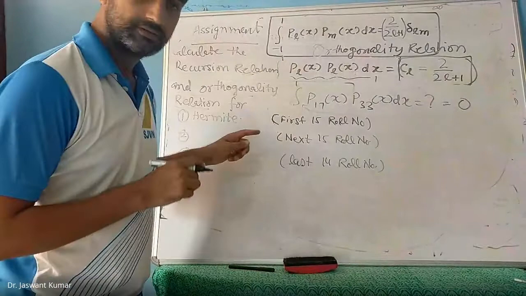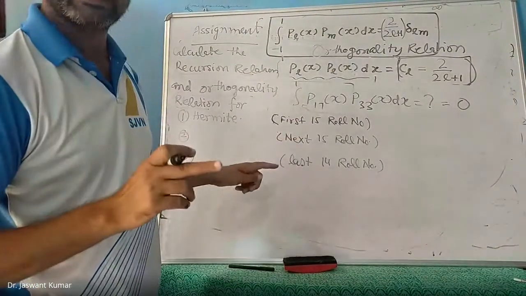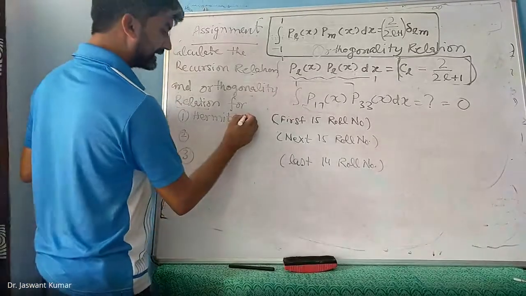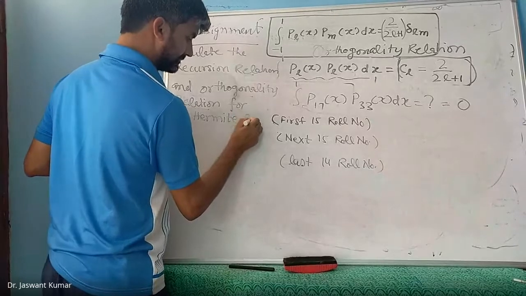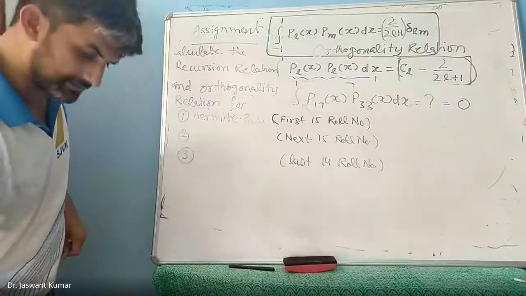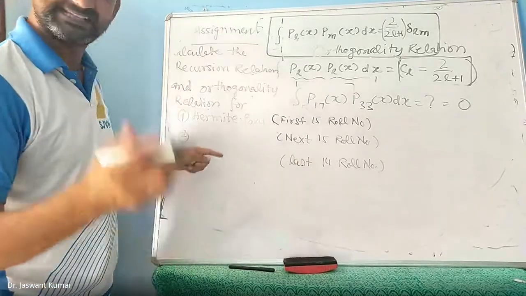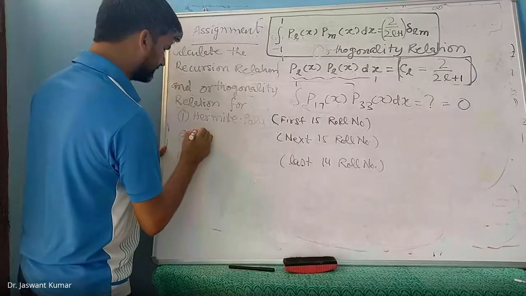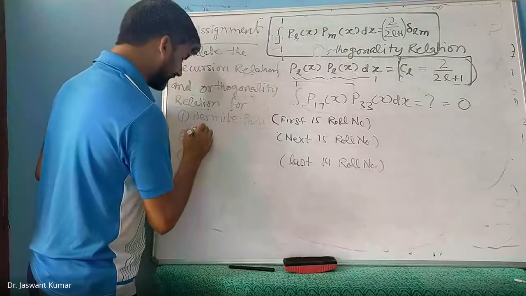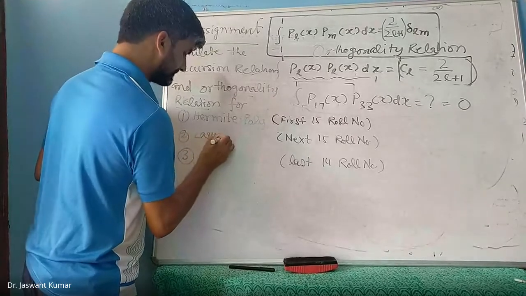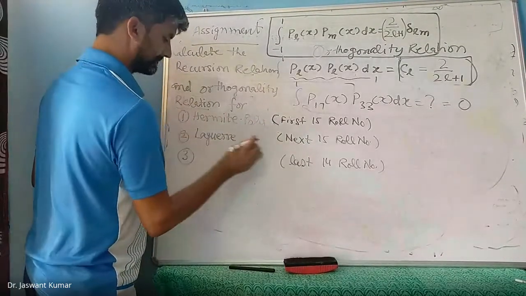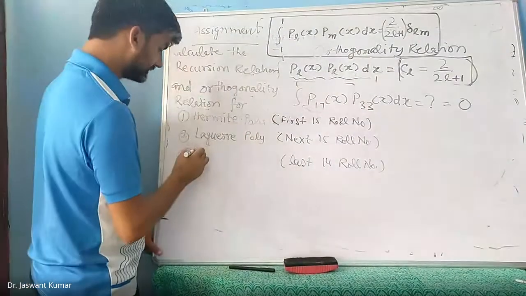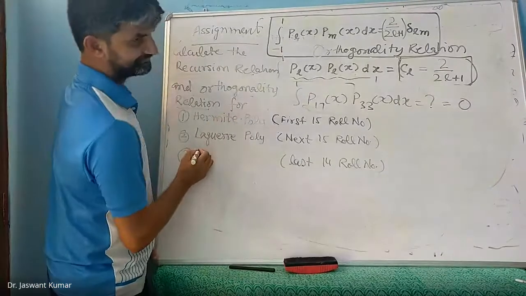So the first 15 roll numbers of your class will do the recursion and orthogonality relation for Hermite polynomials. If you do not see your roll number, then please tell me. I will repeat what you need to do. The next 15 roll numbers will do the Legendre polynomial. And the last 14 roll numbers will do it for Bessel's polynomial.